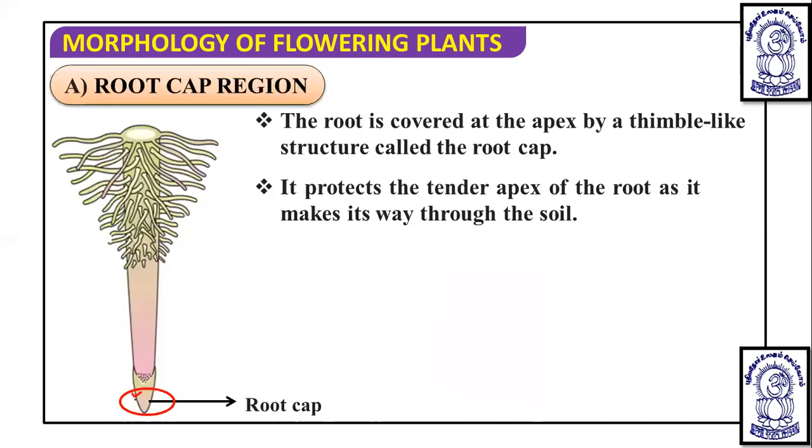So that is the root cap region. See, here the shoot is attached. Actually from here the root system is starting. So this is the proximal end. We remember this is the proximal end, that is the nearby end, and this is the distal end. So we can say the root cap is present at the distal most end.